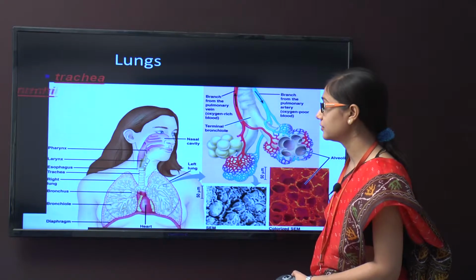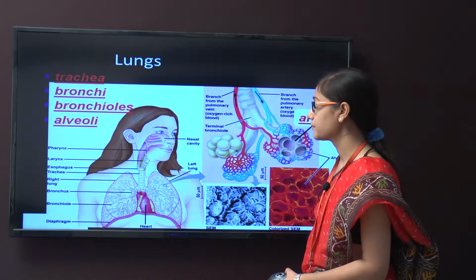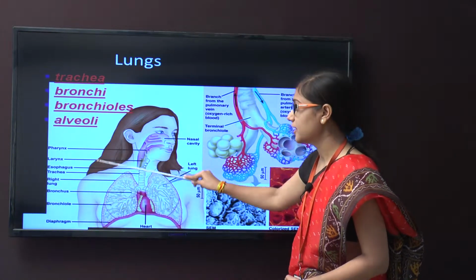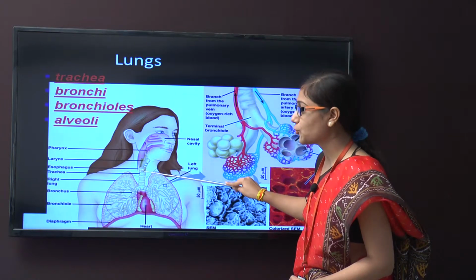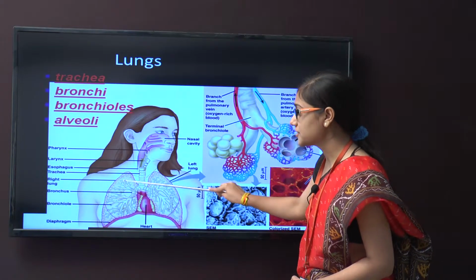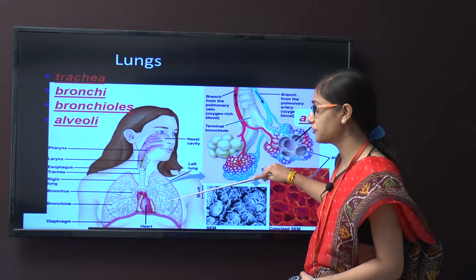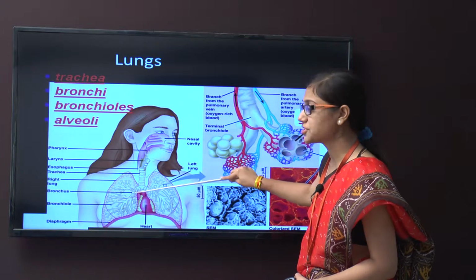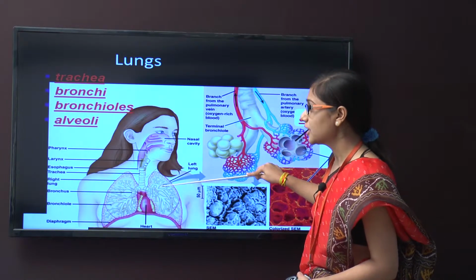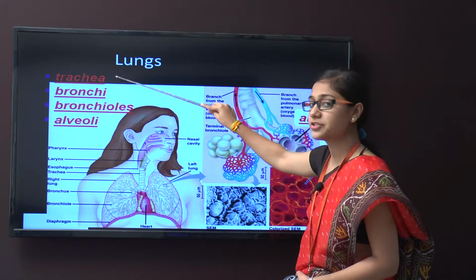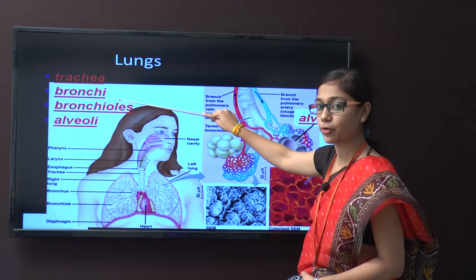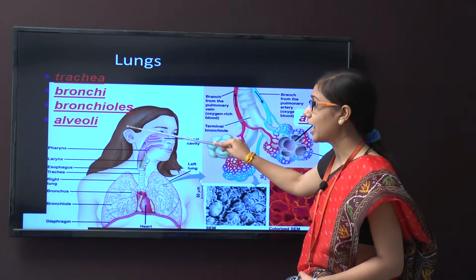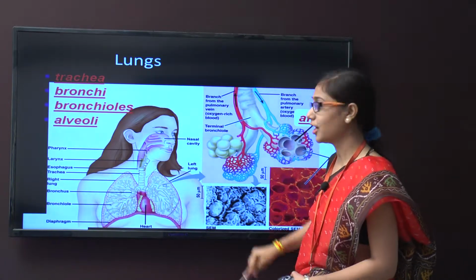You can see here the nostril, nasal cavity, pharynx, larynx, esophagus. This is the trachea, this is our right lung, this is our left lung, this is our heart. The trachea is divided into two parts, that is bronchi, the bronchi are divided into the bronchioles, and at the end of the bronchioles are the alveoli.